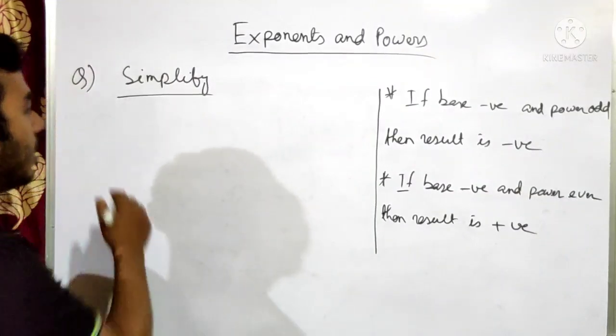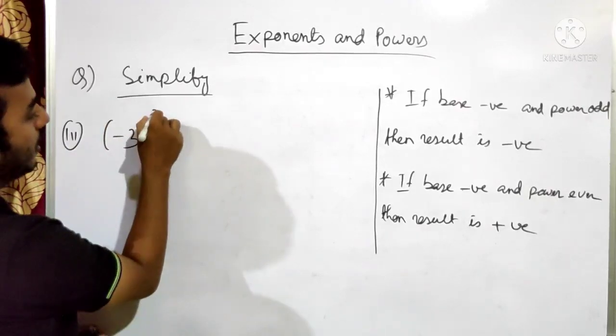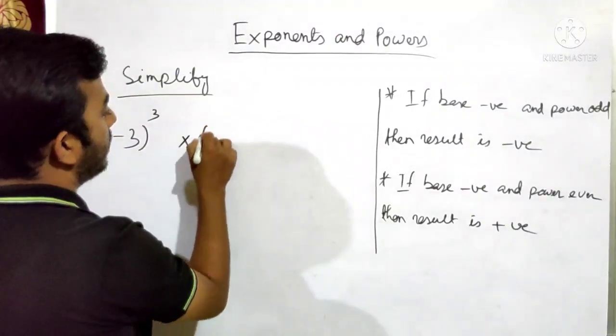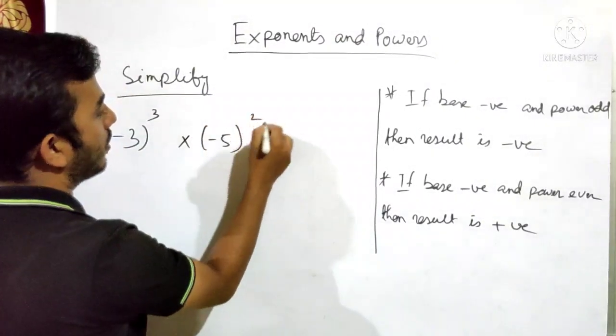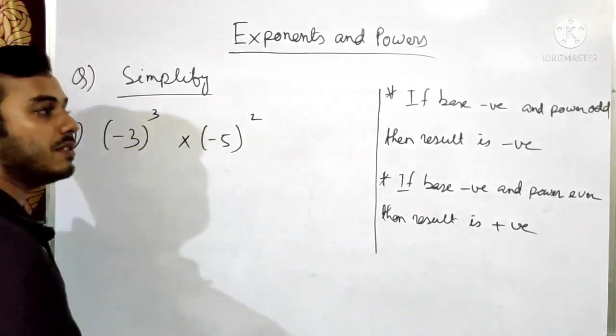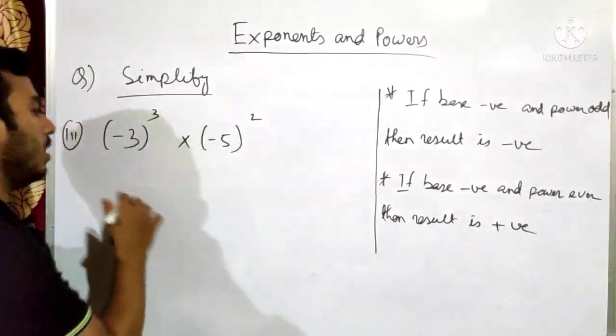Okay, we have question number 3 here: (-3)^3 into (-5)^2. Look here, in both these cases the base is negative, but in one case the power is odd, and in the other case the power is even. Clear? Okay.